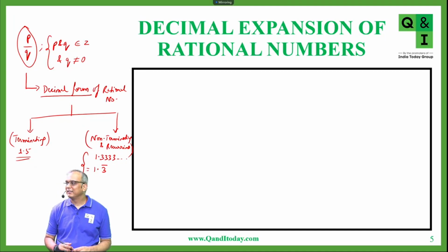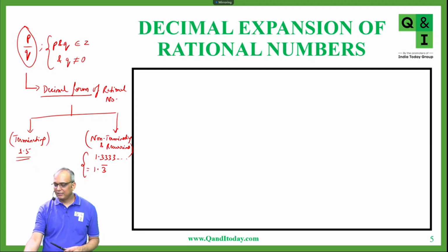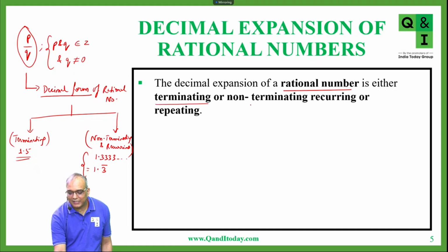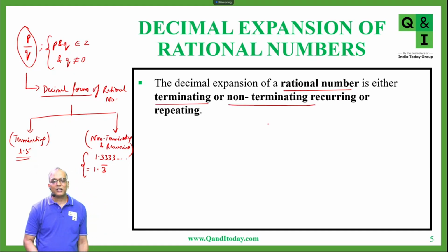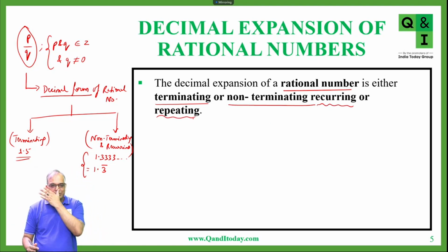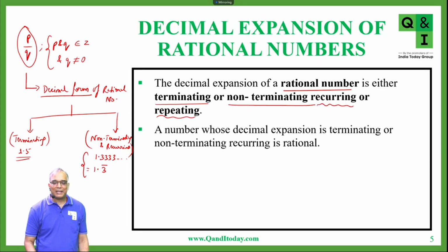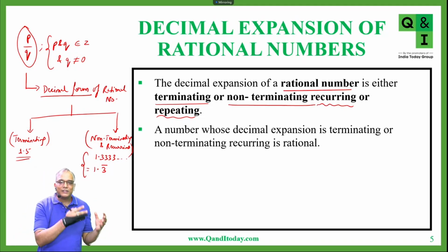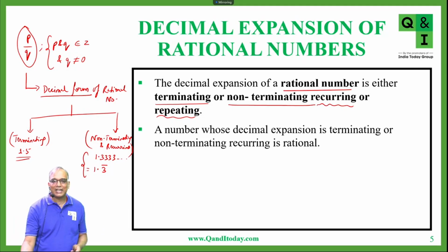Yeah, great. So now, decimal expansion of a rational number is either terminating or non-terminating, recurring or repeating. So recurring also means repeating. It's one and the same thing. When the digit repeats, it is said to recur. Now a number whose decimal expansion is terminating or non-terminating and recurring is rational. So all such numbers whose decimal representation is either terminating decimal or non-terminating and recurring decimal, all of these are rational numbers. Both these are rational numbers.